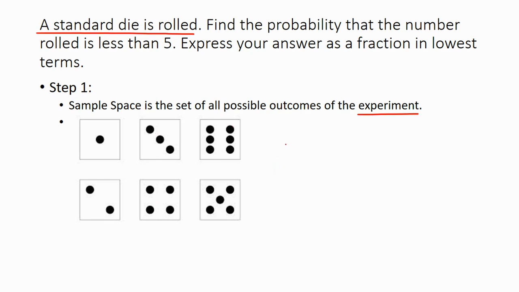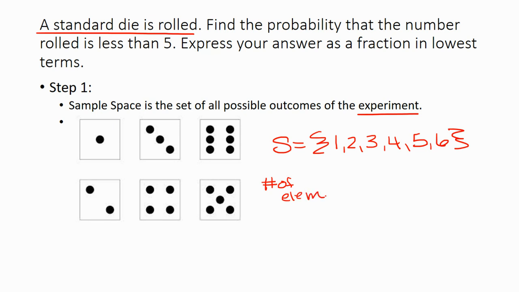Okay. Now, I'm actually going to write this in kind of a set format. So I'm just going to write out each one of those in a number format instead of drawing a picture for each side. And there are 6 sides. So 1, 2, 3, 4, 5, 6. So that tells me that my number of elements here in this set is 6. Okay. So that's my total number of elements.